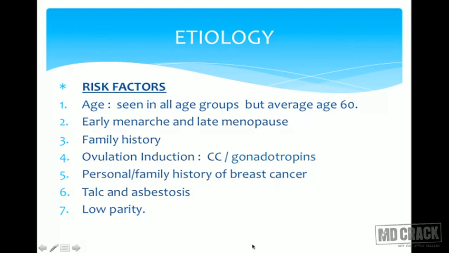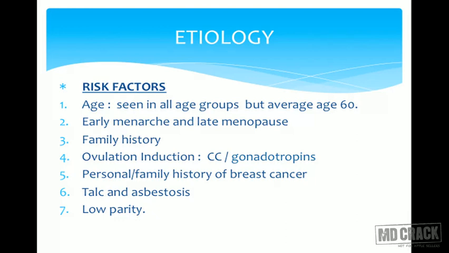Personal or family history of breast cancer, they go hand in hand, ovarian cancer and breast cancer. So if there is a personal or family history of this, we should be very cautious. If there is breast cancer in the patient, we should keep looking for ovarian cancer. She has great chances. Even if in her family some relatives, maybe first degree, have breast cancer, then she has the greatest risk of having CA ovary.